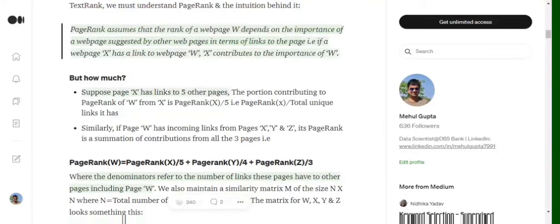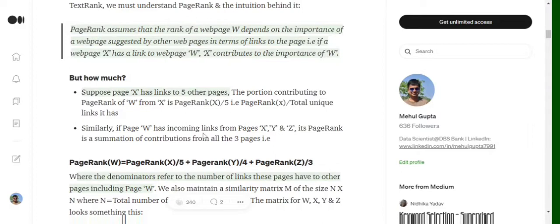If a page X has 5 unique hyperlinks and one of the hyperlinks belongs to page W, then the contribution of page X to the page rank of W is its importance divided by the total number of unique URLs it has. Similarly, if a page W is reachable by, say, three pages X, Y and Z, then the total importance of page W would be equal to the summation of the importance coming from all three pages.